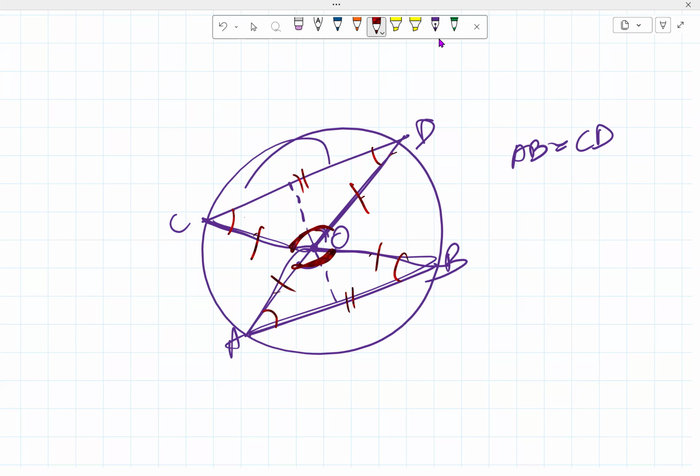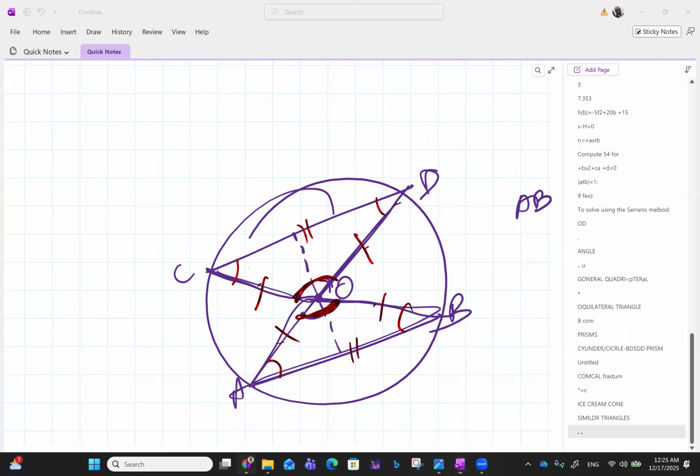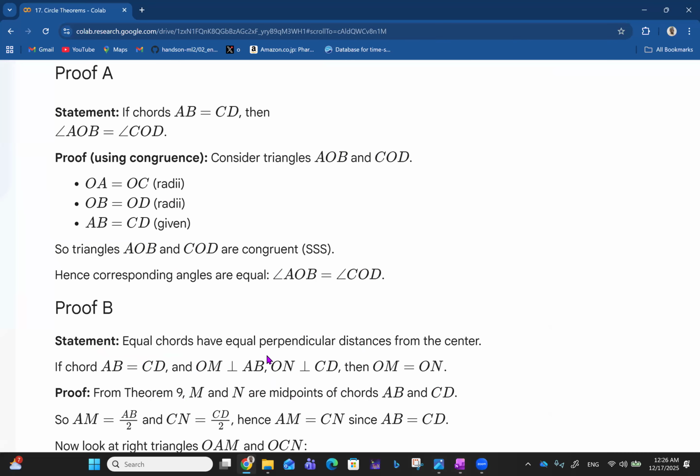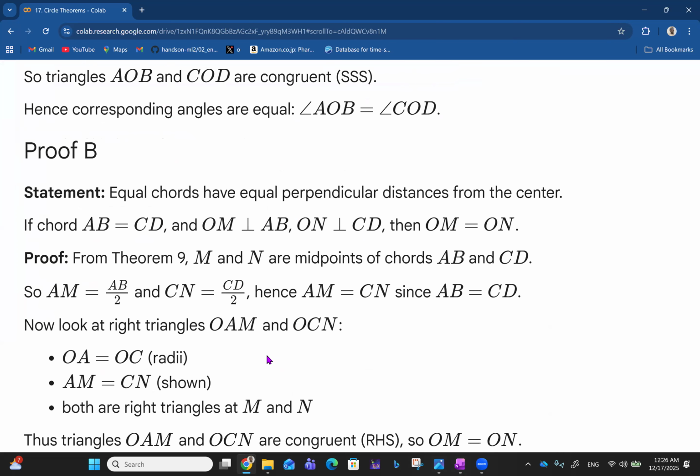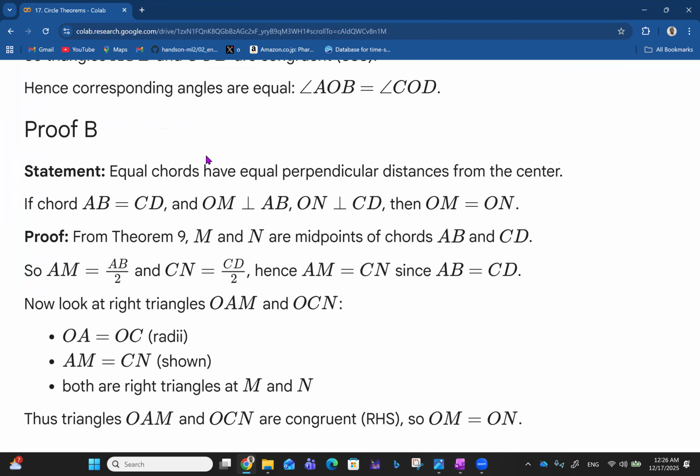The second one is talking about chords that are equal, that they are equidistant, they have the same distance from the center of the circle. Equal chords have equal perpendicular distance from the center. So if chord AB is CD, and OM is perpendicular to AB and ON is perpendicular to CD, then OM is equal to ON. Of course, that's really true. From theorem 9, M and N are midpoints of chords AB and CD. So AM is AB over 2 and CN is CD over 2. Hence, AM is equal to CN since AB is CD.